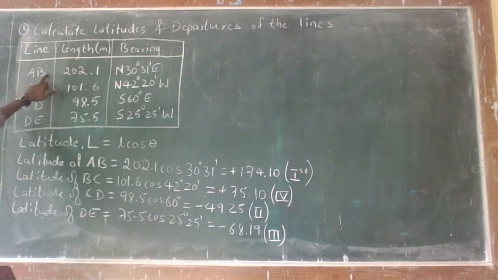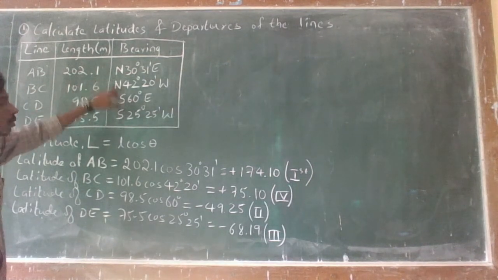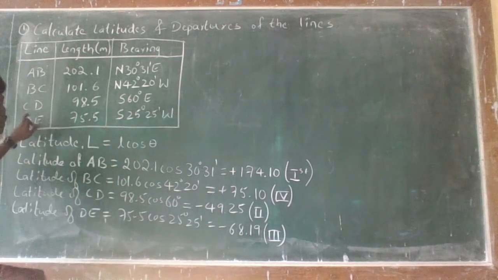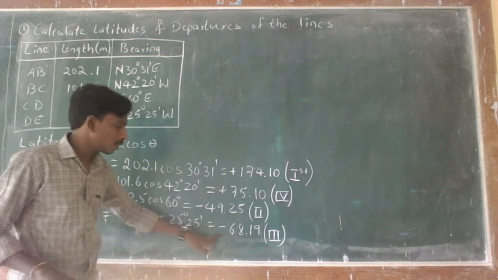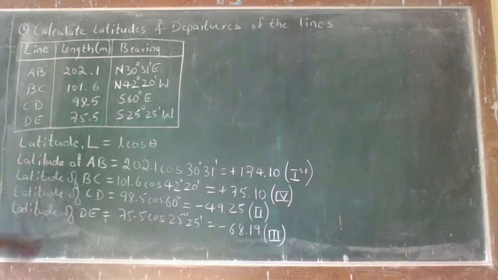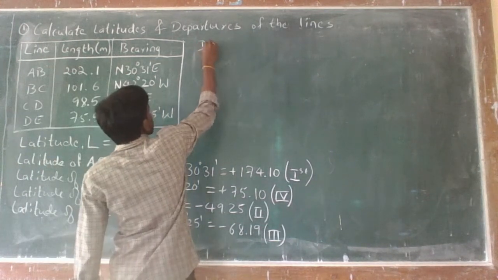The first AB line and BC line are towards north, so we have taken the sign positive. Now the lines CD and DE are towards south, so we have taken the sign minus here. So this completes the calculations of latitude. Now let's move to the calculations of departures.